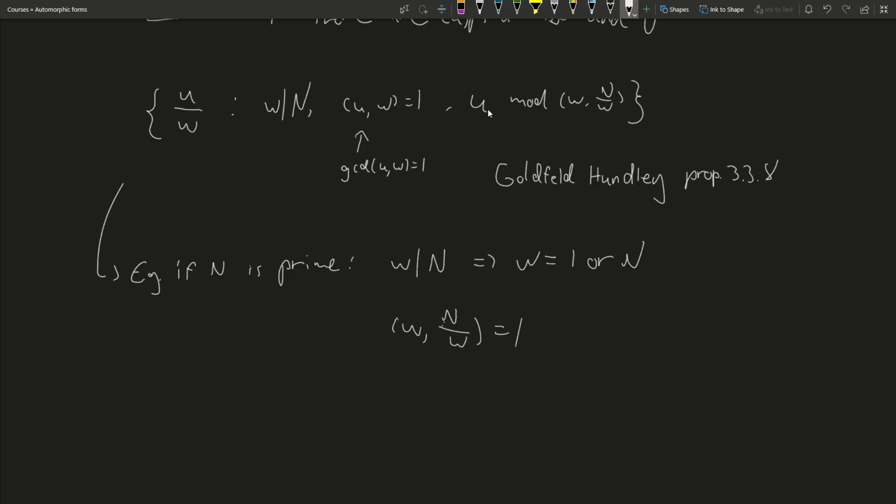So this is going to give that this set just has one element in it for each w. So there are going to be two elements in the set, right? There's going to be, say, 1 over n when w is n, and 1 over 1 when w is 1.